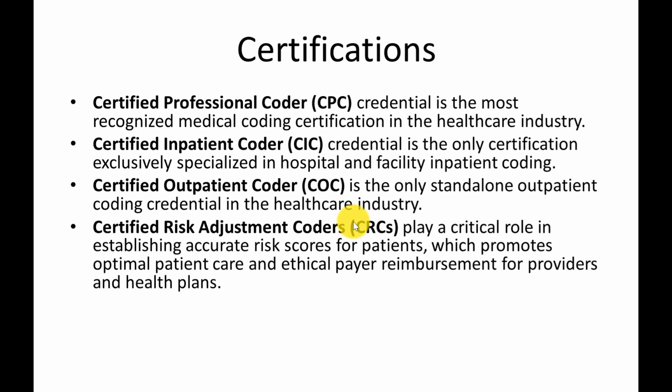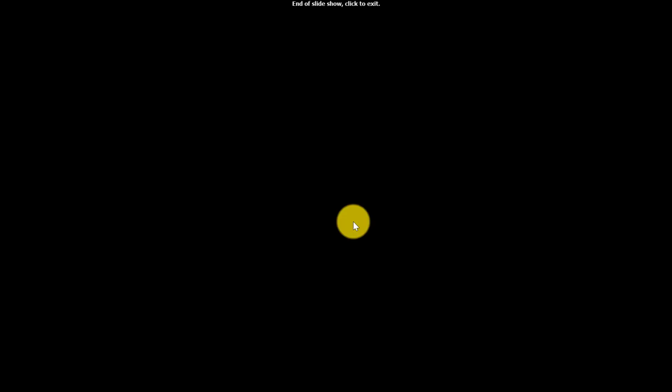Then Certified Inpatient Coder, CIC. Then Certified Outpatient Coder. The name itself explains it: those are specialists in inpatient facilities, while outpatient is for the outpatient department. Then Certified Risk Adjustment Coders, CRCs, play a critical role in establishing accurate risk scores and all these things. So these are the four types of certifications available.